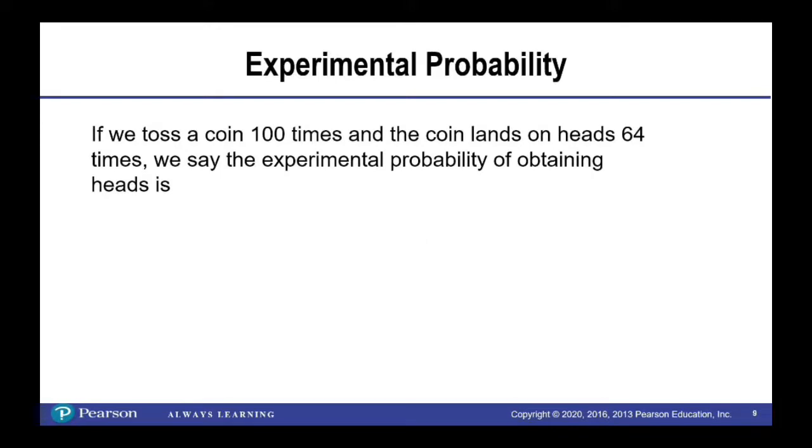So let's suppose we toss a coin 100 times, and the coin lands on head 64 times. So our experimental probability would be 64 over 100. Now always simplify your fractions. 4 goes into 64 16 times, and 4 goes into 100 25 times. And so our experimental probability here is 16 over 25.